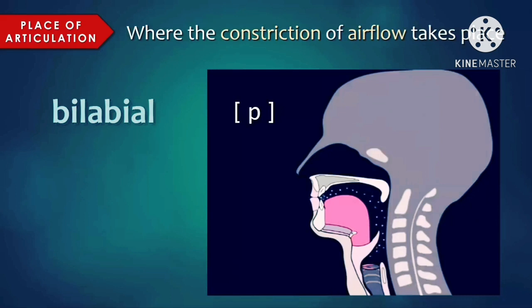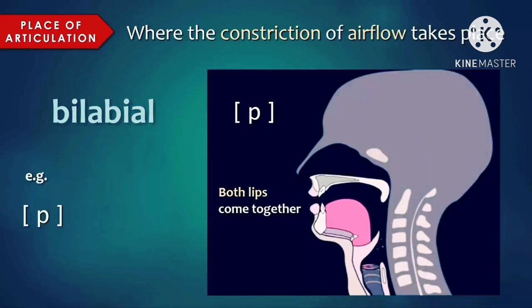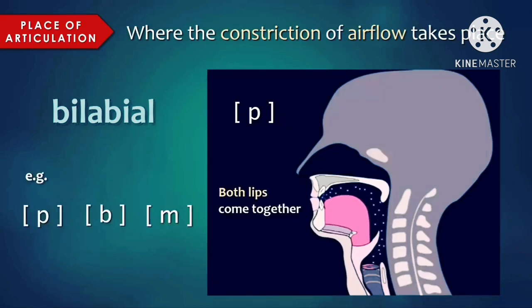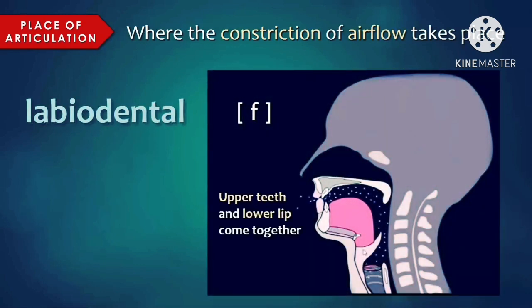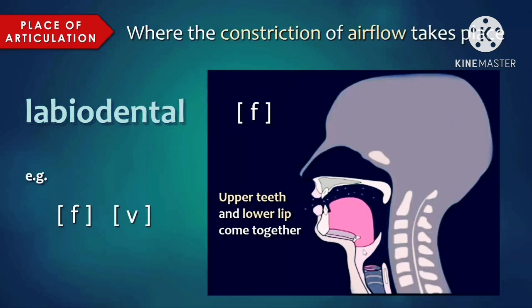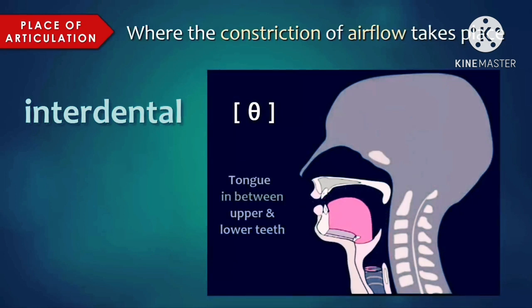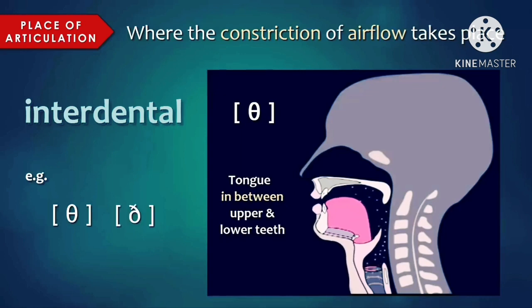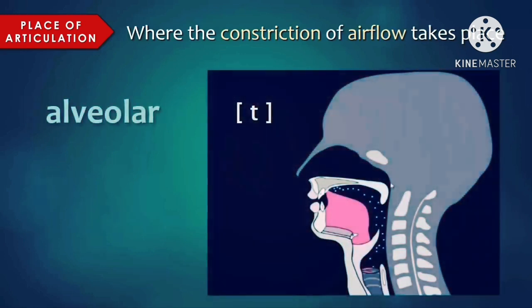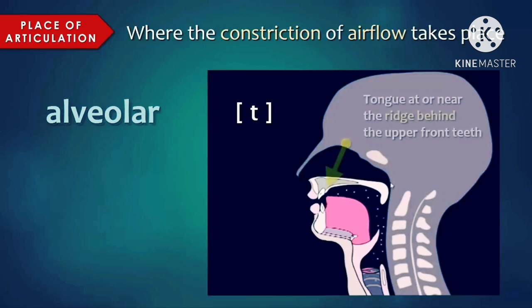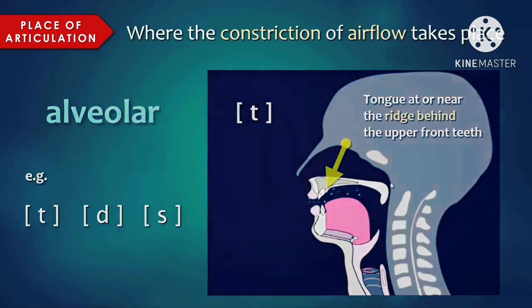Bilabial sounds are produced with both lips like p, b, m. Labiodental sounds are produced with the upper teeth and the lower lip such as f, v. Interdental sounds are produced with the tongue in between upper and lower teeth such as th, th. Alveolar sounds are produced with the tongue at or near the ridge right behind upper front teeth. For example, t, d, s.